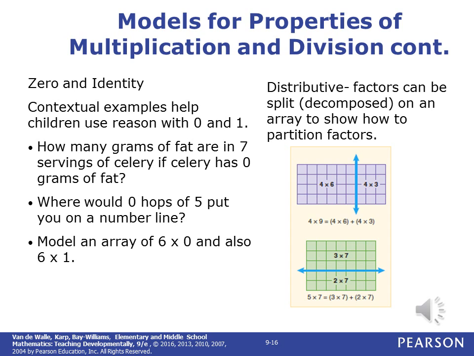Another way for them to think of it visually is, where would 0 hops of 5 put you on the number line? Well, they realize that they're not moving at all, and again, visually they're able to see the 0 property. You can also model the 0 property with an array. You could try to have them construct 6 by 0. A great property to illustrate with an array is the identity property. So showing it for maybe 6 times 1 would be an excellent way for them to visualize that property.